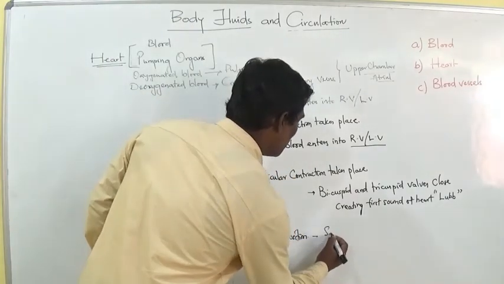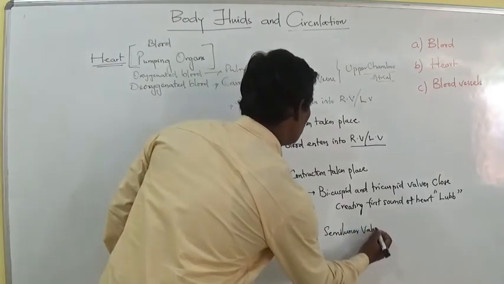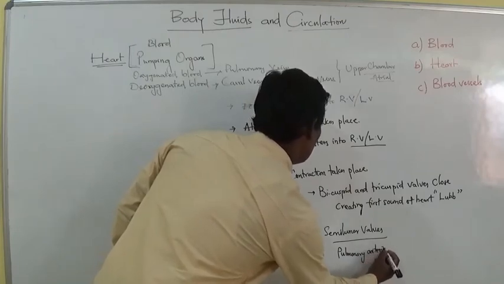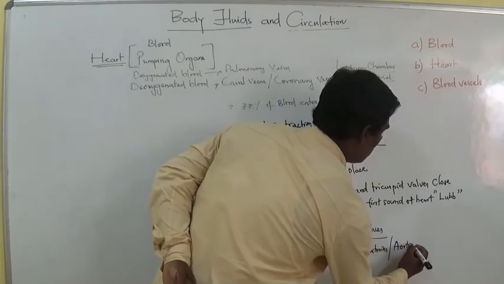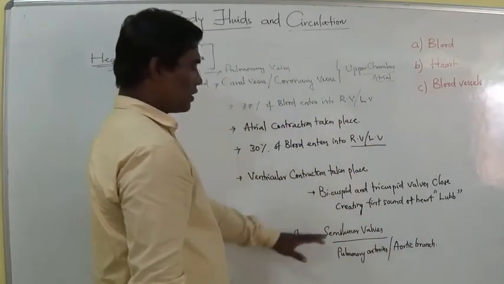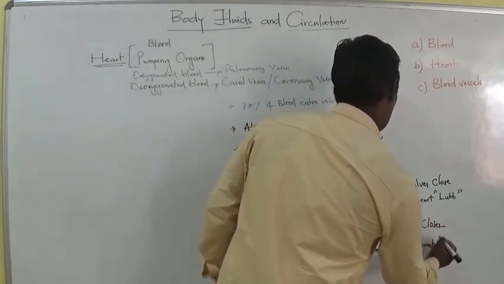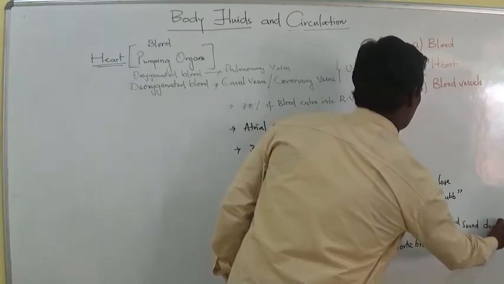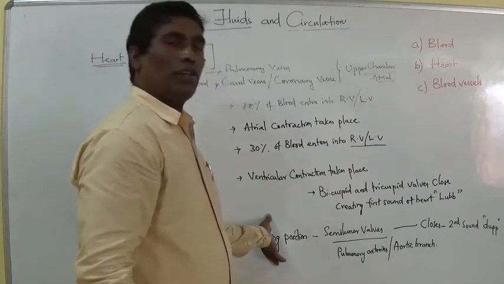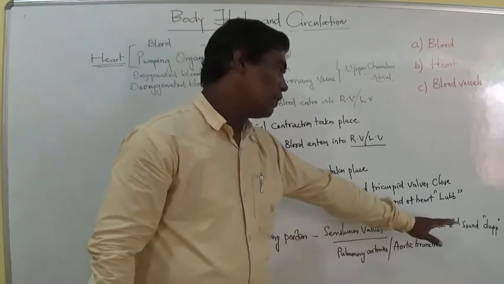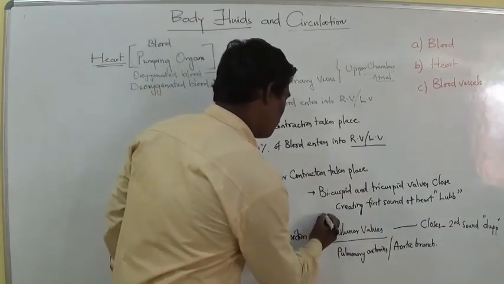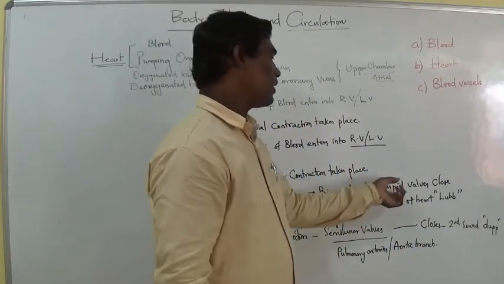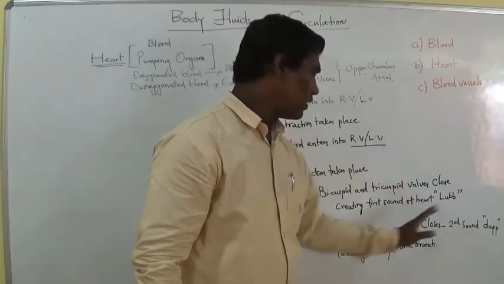In the resting position, the semilunar valves, present in the pulmonary artery and aortic branch, close, which creates the second sound, called as dub. So the closure of semilunar valves before entering into the resting position creates the second sound, dub. The closing of bicuspid and tricuspid valves is the first sound, called lub, and then dub.